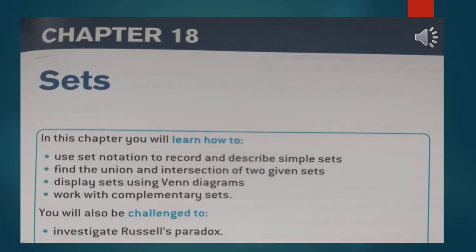Chapter 18: Sets. In this chapter, you will learn how to: 1. Use set notation to record and describe simple sets. 2. Find the union and intersection of two given sets. 3. Display sets using Venn diagrams. 4. Work with complementary sets. There is a challenge for you, that is, investigate Russell's paradox.